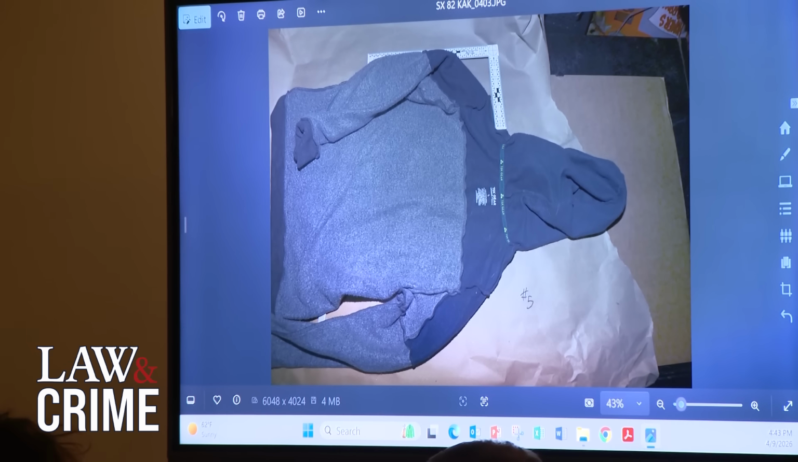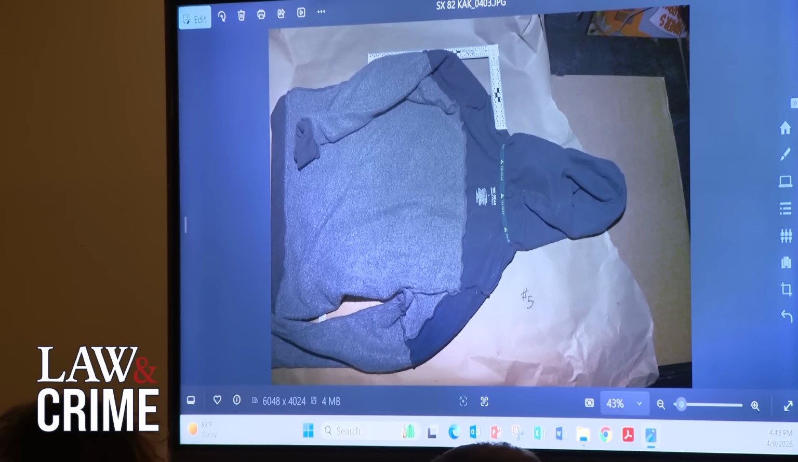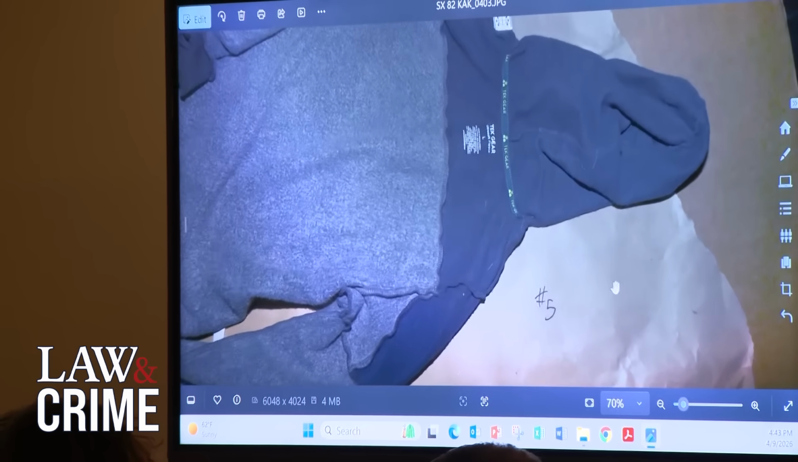Now showing you what has been admitted as State's Exhibit 82. And what are we looking at here? So, a dark colored hoodie. I believe at the time we were told that he might have been wearing a hoodie as well, so we went ahead and collected that as part of the evidence. And does this also have a number on it? It does, number 5. Your Honor, may I approach? Yes.